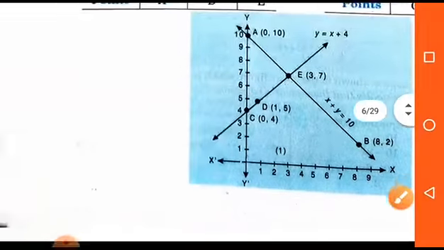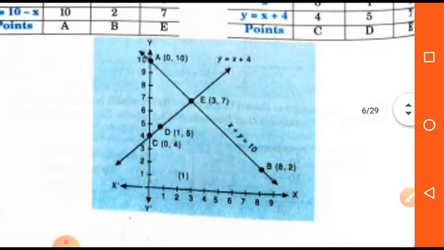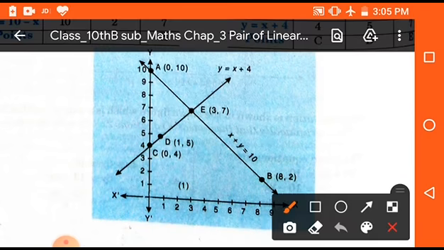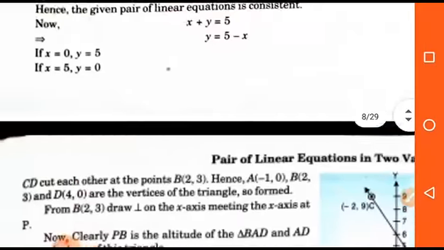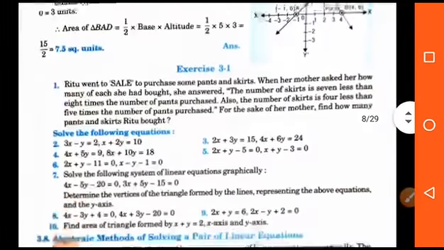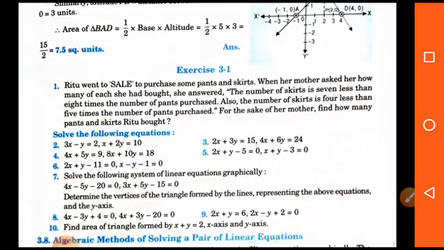Clear? Okay, students. In the second condition, if the two lines intersect at any point, then we can say that the two lines have a unique solution. And if in any case the two lines lie on each other, that means they overlap, and in this case we have infinitely many solutions. So these are the graphical methods, and with the graphical method we can solve any system of linear equations.